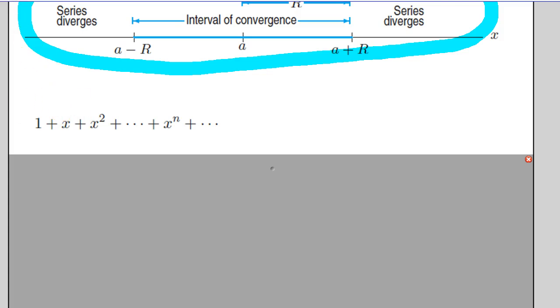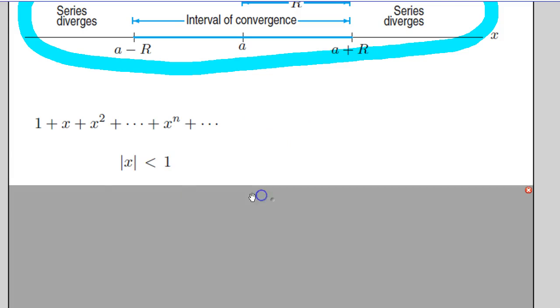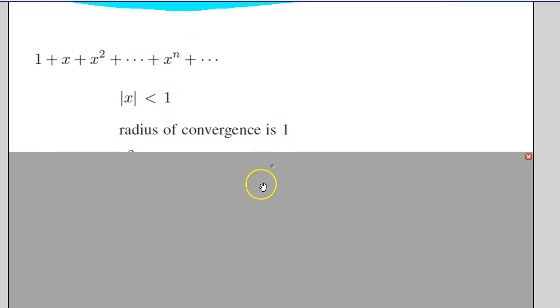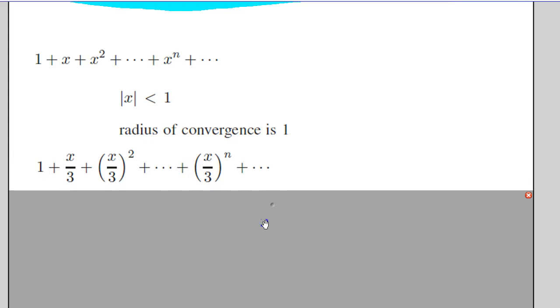If I want to express it, I can. The interval of convergence here is x values between -1 and 1, so the absolute value of x less than 1. The radius of convergence in this case is 1. Let's take a look at another example.